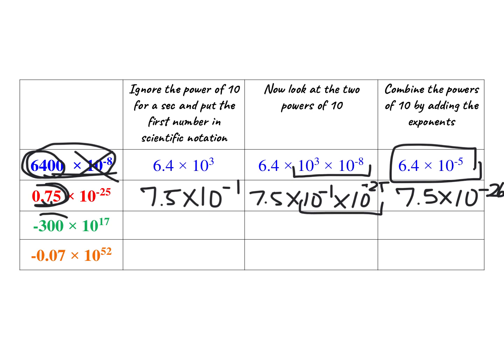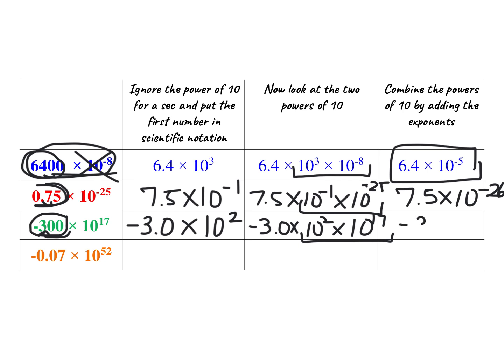This one, negative 300, the decimal point's not in the right spot, so we need to move it in between the 3 and the 0 to make it negative 3.0 times 10 to the second, because the absolute value of negative 300 is 300. That's a big number, so that's going to have a positive exponent on it. We're then going to take that negative 3 times 10 to the second, and multiply that by the 10 to the 17th. These guys have the same base, so that's going to give me negative 3 times 10 to the negative 19th.